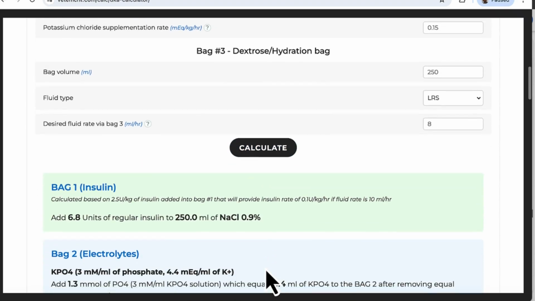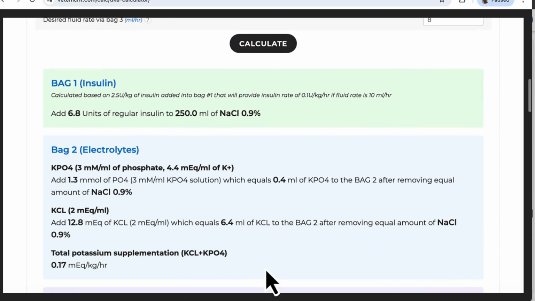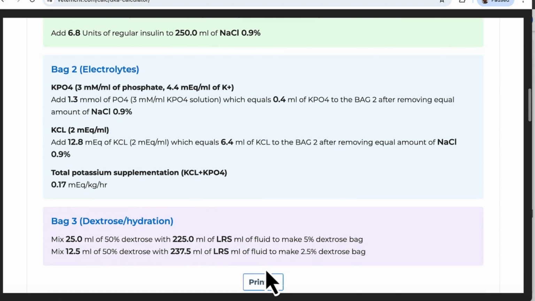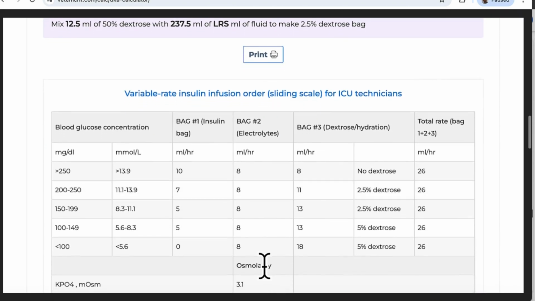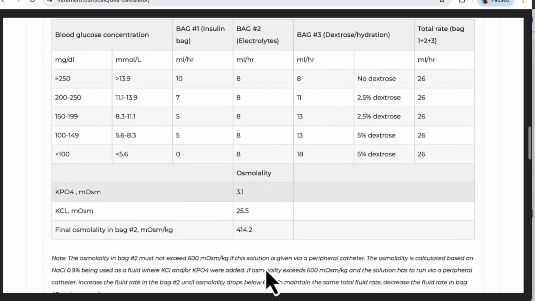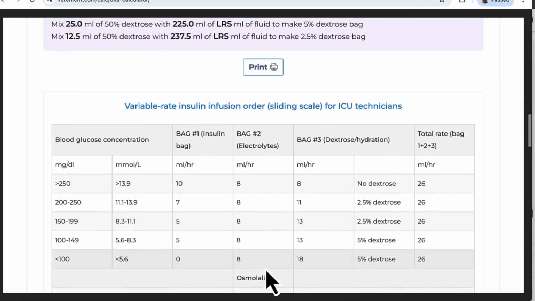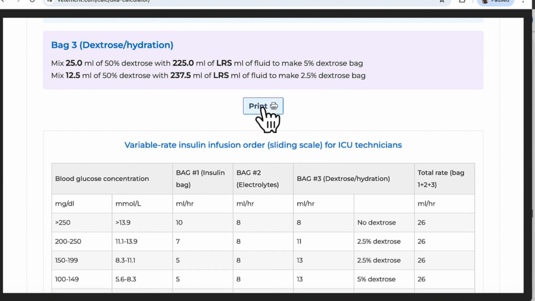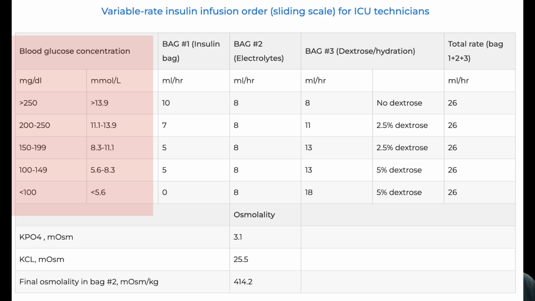Once we entered all information, we're going to hit calculate, and the calculator will give you the final results that include the recipe for all bags, as well as the sliding scale with variable insulin infusion. In this table, you can find multiple columns. The first 2 columns indicate a patient's blood glucose concentration in milligram per deciliter or millimole per liter. Next is the fluid rate in bag 1 that will depend on the current blood glucose level.